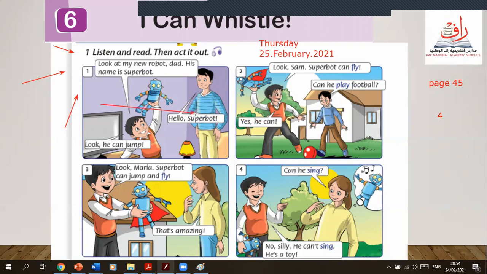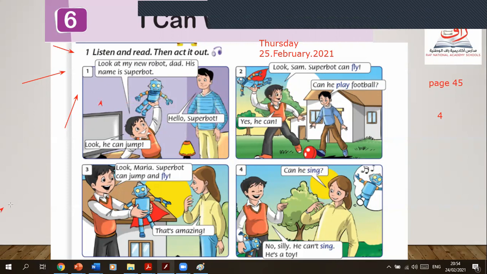Okay, so the Superbot can do what? Can jump, can fly, can play football. Again, can jump, can fly, can play football. Okay, let's go to picture number three.